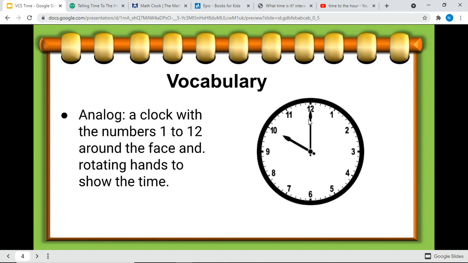So this is 10 o'clock because the small hand is on 10. We'll move it again to the 11 number. Now it would be 11 o'clock. So again, I would demonstrate to the students the big hand will always be on 12 when we're telling time to the hour, and the small hand is what moves.